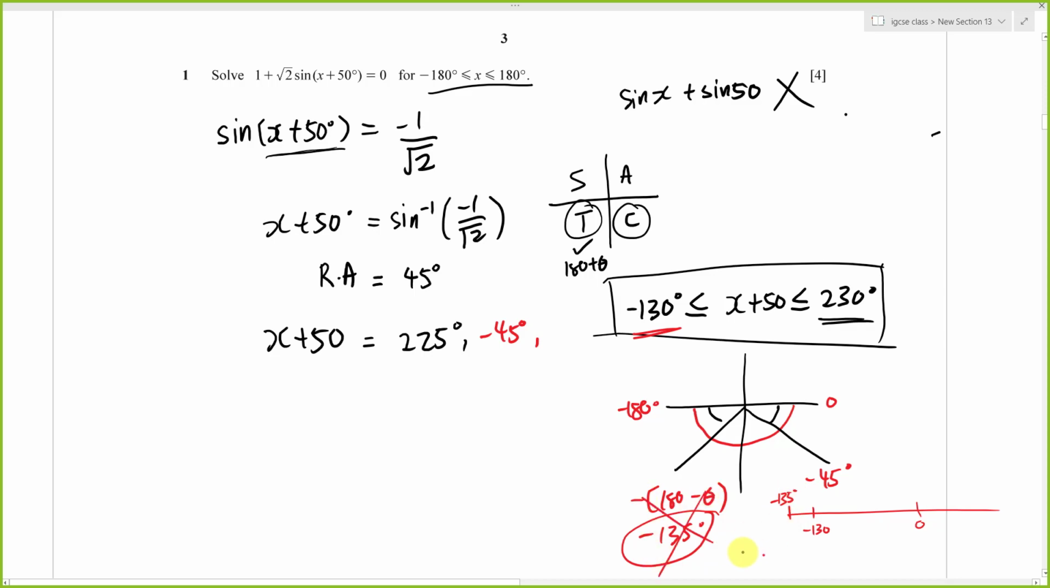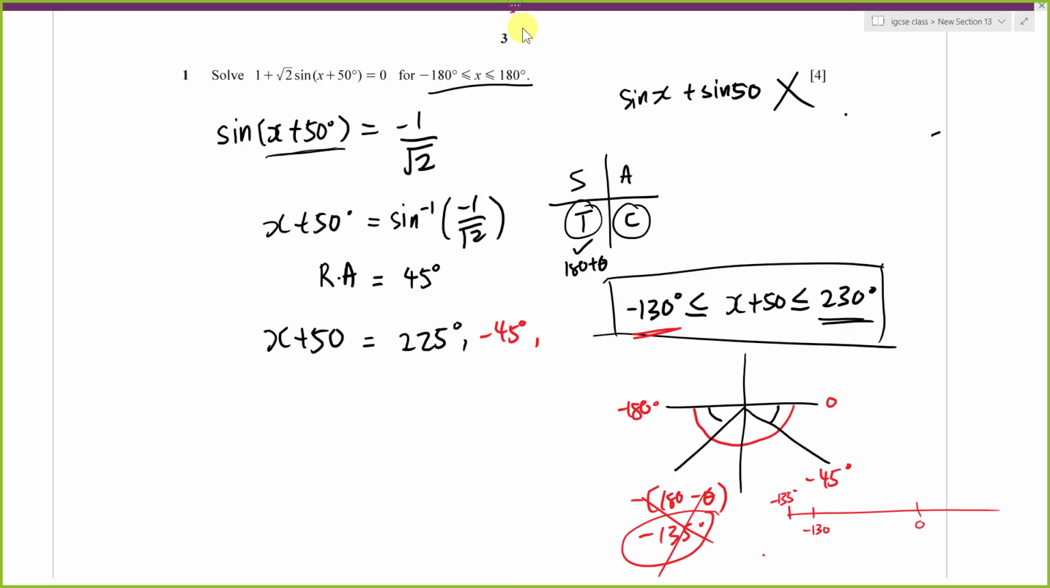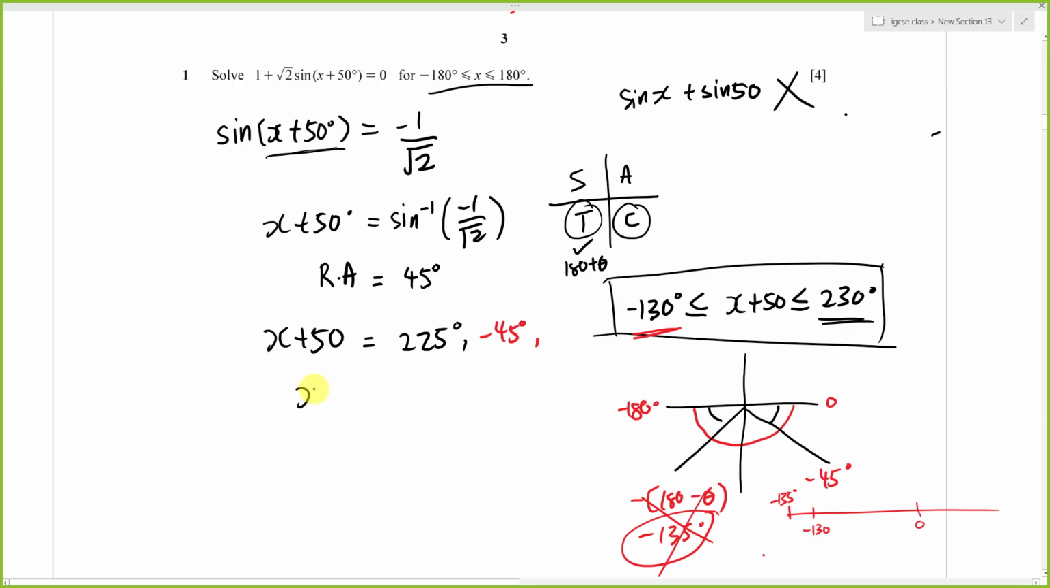So therefore, we only have these two angles. Then my x should be minus 50, so 175 plus 50. This one minus 50, negative 95. Okay, so we only have these two angles here.